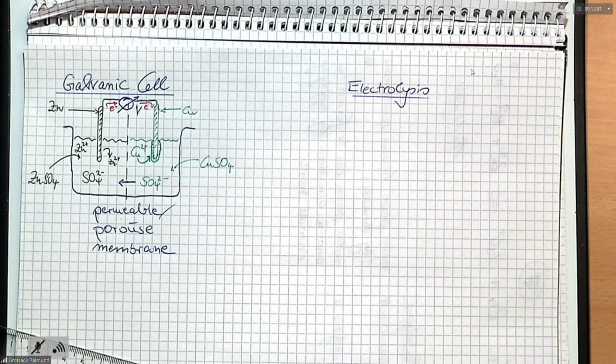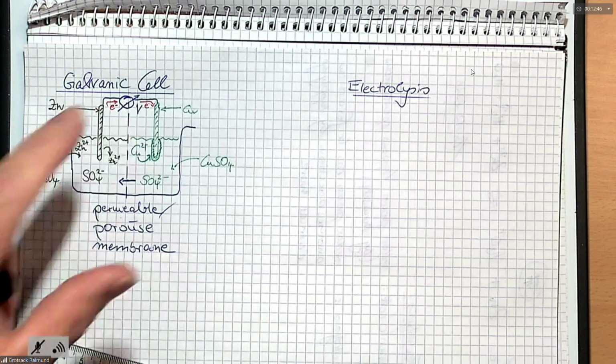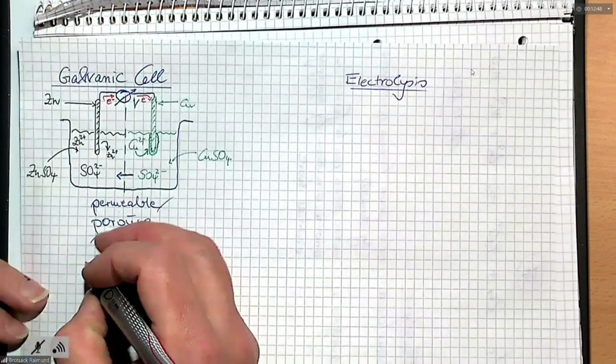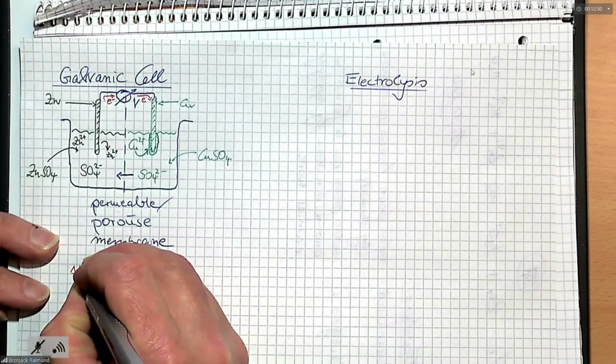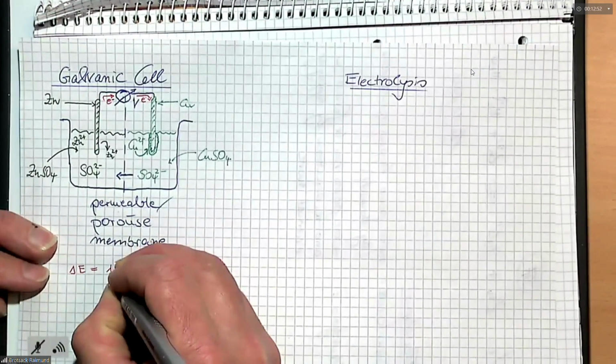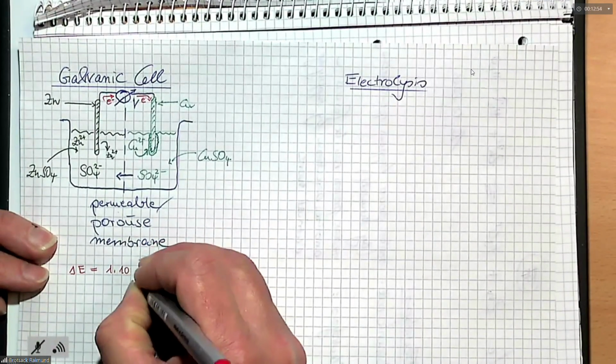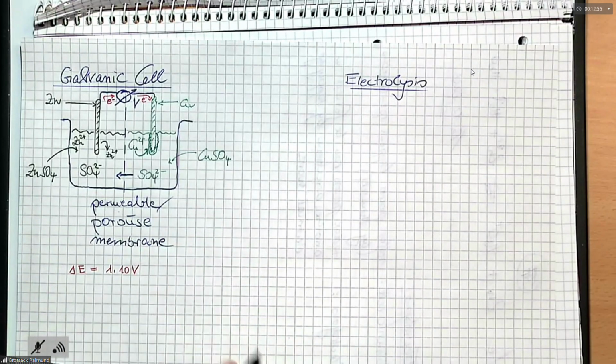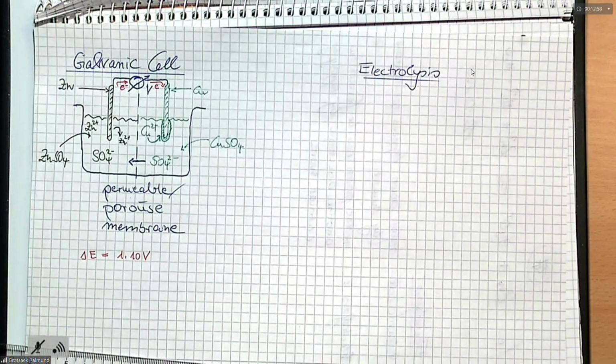So this membrane is permeable for the sulfate ions. And that is how it works by itself. What we can measure is the redox potential, delta E. That is what we already know, 1.10 volt. That is what we can measure.